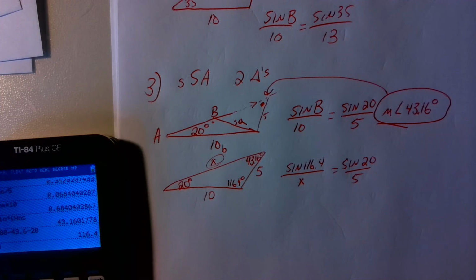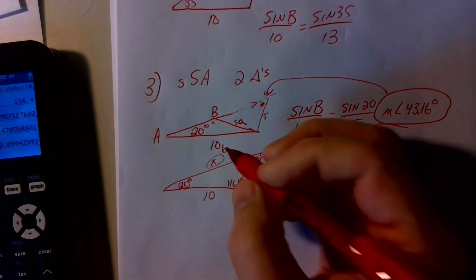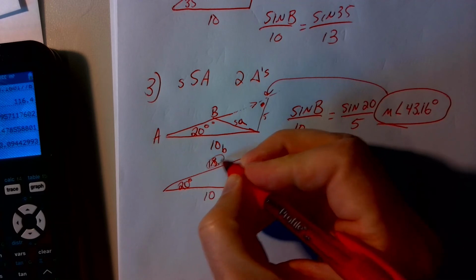Let's solve for that one. So I got to move my x over here again, so I get sine of that angle, enter, times 5, enter, divided by the sine of 20, and you can see that I get 13.09. And that makes sense. That's pretty long right there, 13.09.